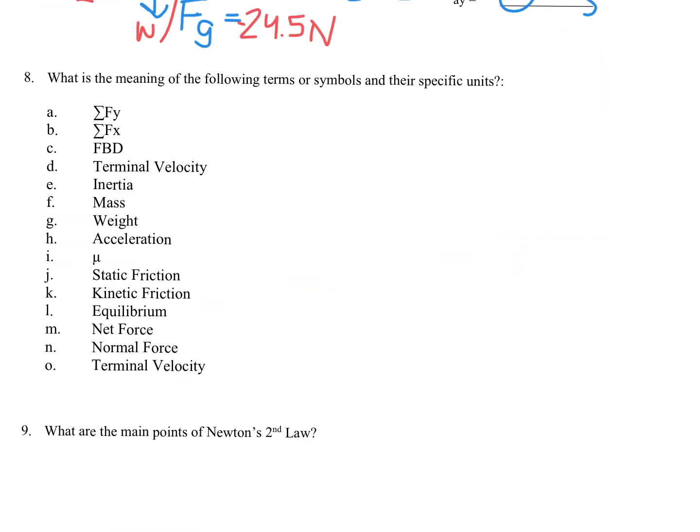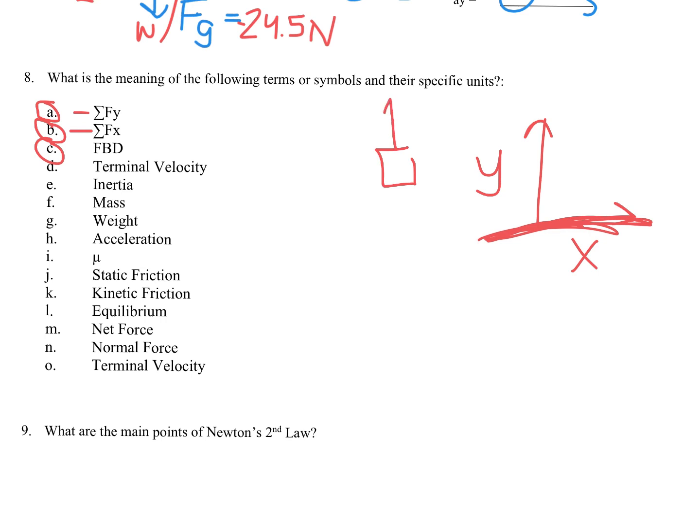Looking at one of our last final questions, what is the meaning of all of these terms? So first of all, sigma F with a Y just means net force in the Y direction. Remember, think of it like a graph. The y-axis is up and down, x-axis is left and right. So this is the net force in the y direction. Feel free to write that down. For B, this is the net overall force in the x direction. So any forces on the horizontal axis added up is going to be your net force. FBD stands for free body diagram. Free body diagrams are the things that we've been drawing with all the forces.